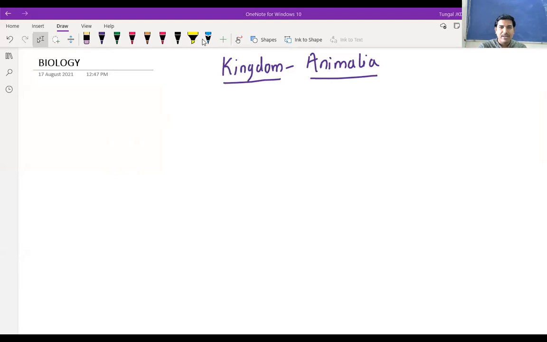Okay, right. Now let's go to the kingdom Animalia, and today we are just looking at the total phyla that we come across in the animal kingdom. Now here, first let me start with the non-chordates.